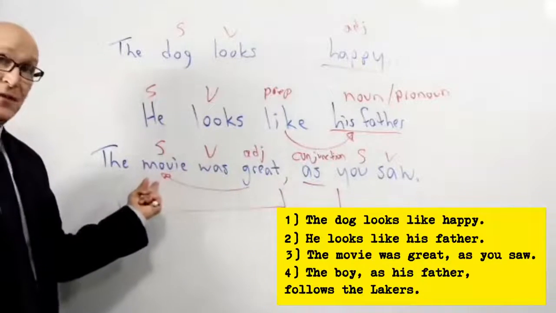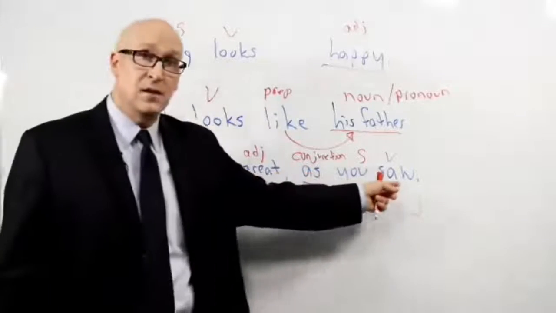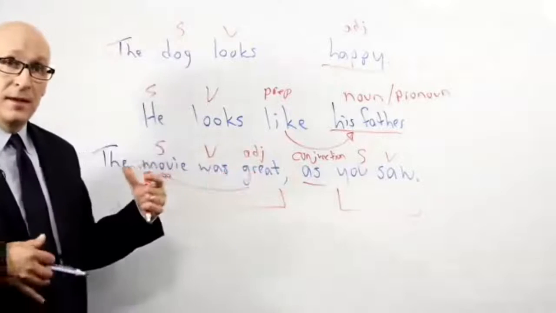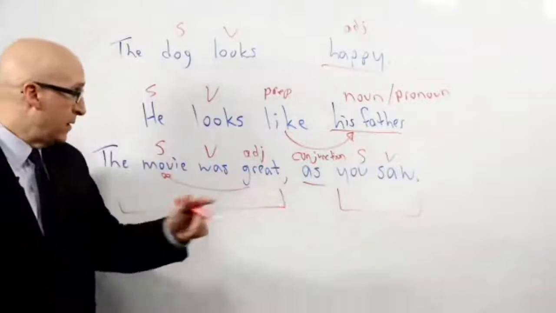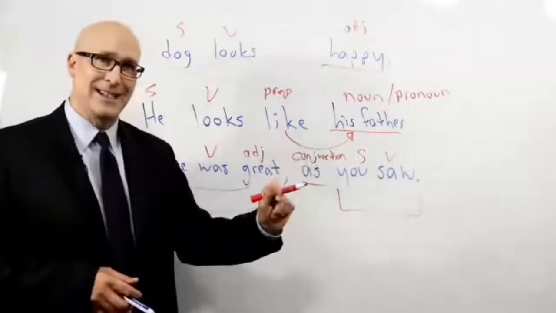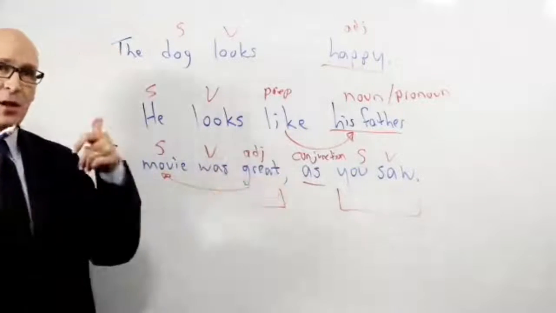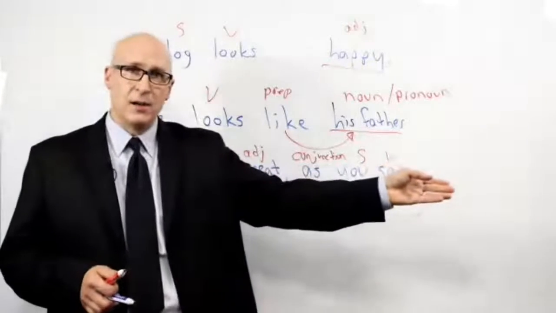Subject verb, and it's different, right? The movie, you, the verb is different, was, saw. So these are completely different clauses. They're independent clauses. They express different ideas. They have different subjects. And they're connected by the conjunction. Conjunctions connect sentences. So that's what makes this sentence correct. The movie was great, as you saw.